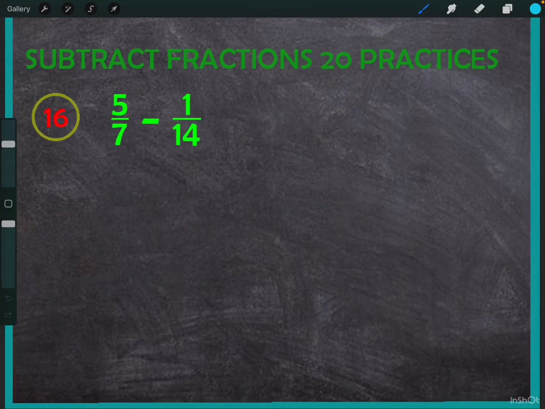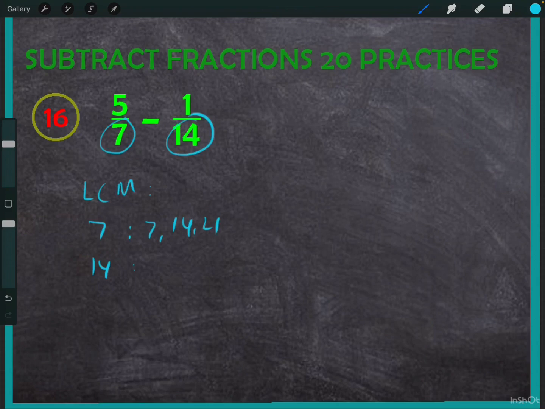Practice number 16. 5 over 7 subtract 1 over 14. These two fractions have different denominators, 7 and 14. We will go ahead and find the LCM for 7 and 14. The multiples of 7 are 7, 14, 21. The multiples of 14 are 14, 28, etc. We see that 14 is the LCM, the least common multiple.